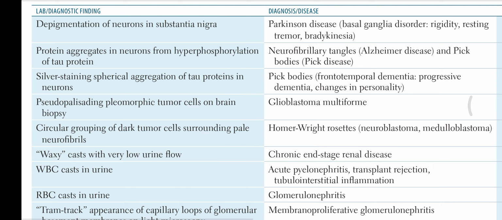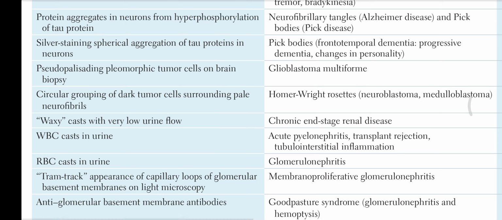Silver staining spherical aggregation of tau protein in neurons. It is Pick disease. Pick bodies. It is seen in frontotemporal dementia, progressive dementia, change in personality.